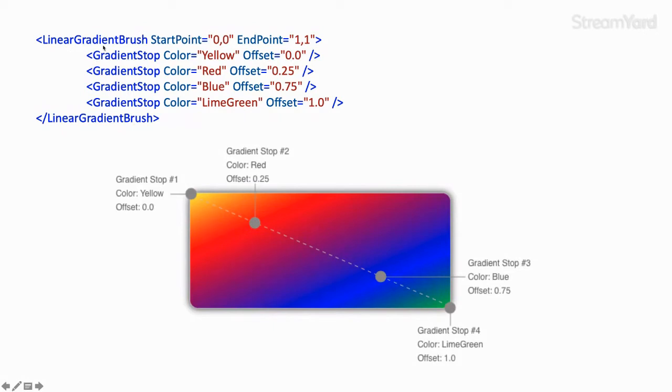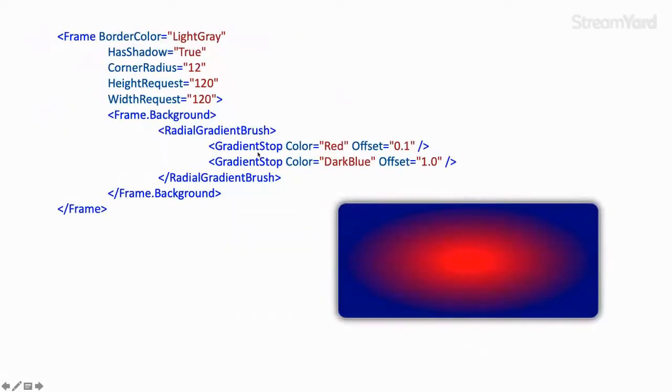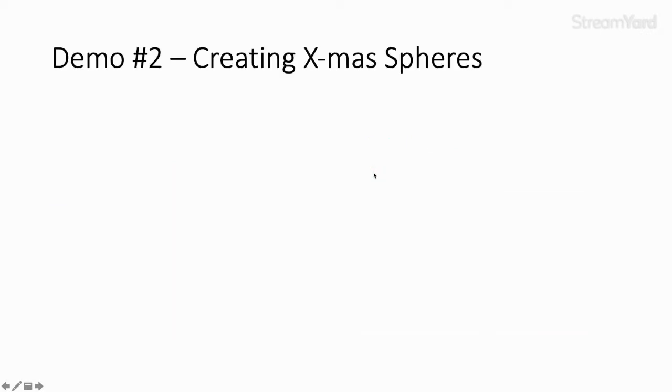This is a linear gradient brush. And radial gradient brush follows the same principle, although in this case, it starts from the center to the outside, from red to dark blue color. So, to study that, let's create some spheres.